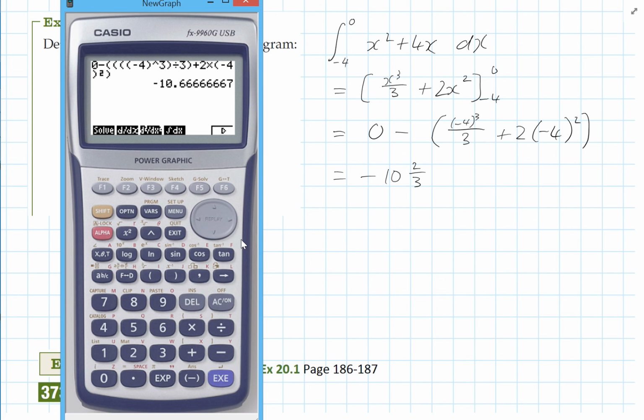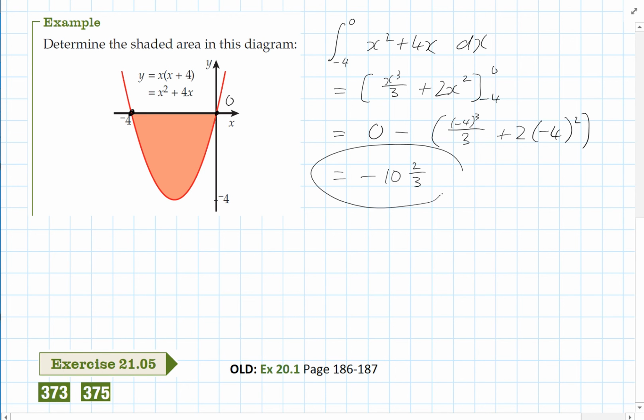All right, now when you've got a negative area here, you just need to interpret that a little bit carefully. The question is asking for the shaded area. The negative just indicates that it's below the x-axis, but the significant thing here is that the question is actually asking for area, and so we just state that area is equal to 10 2/3. So we're interpreting that although the area is below the x-axis, it still has a positive value because negative area doesn't actually have any real application or any real context.